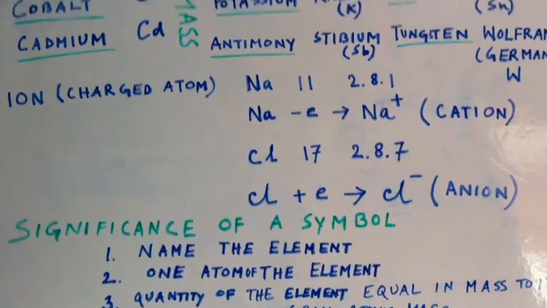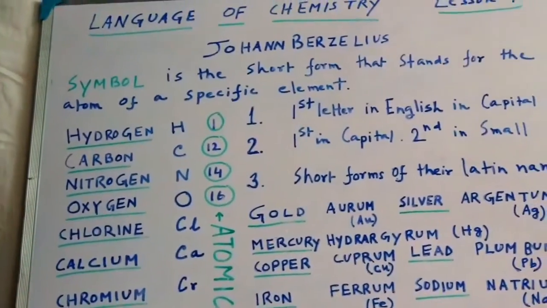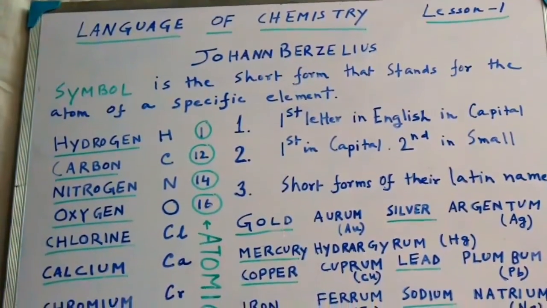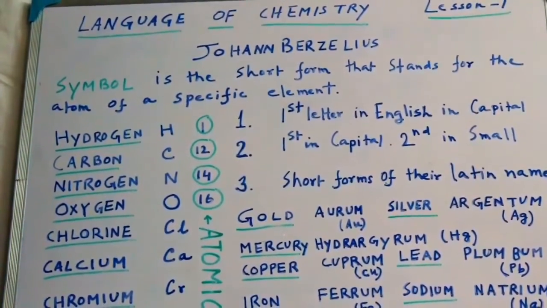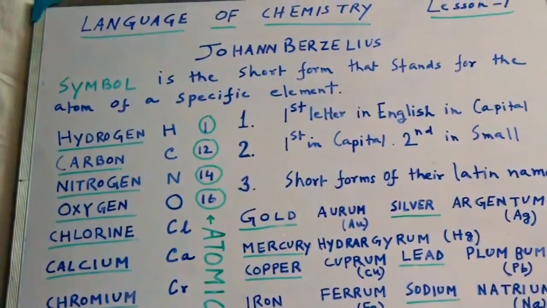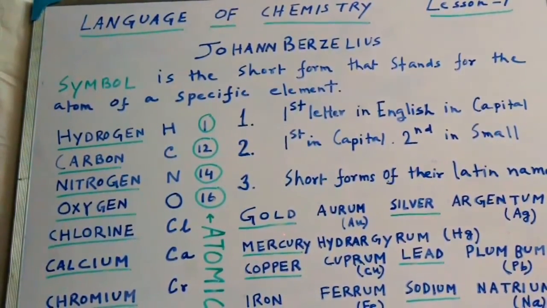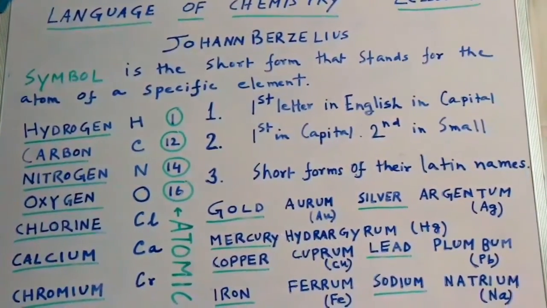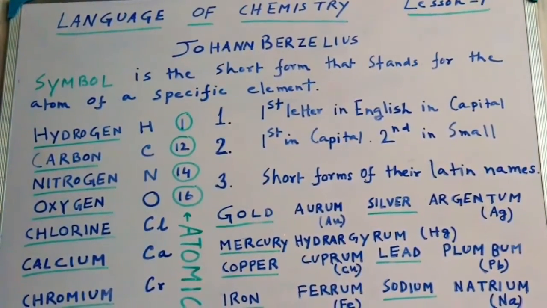Now, we are learning the language of chemistry. That is the basic things of chemistry. Here we will learn the symbols of different elements, how to write the symbols, what is basically an ion, and what is the significance of a symbol.